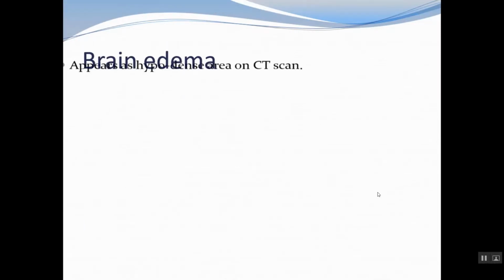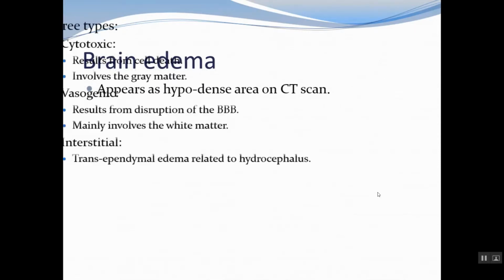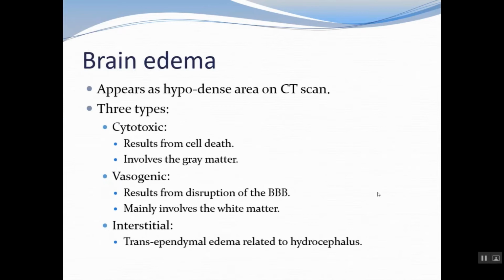The brain edema appears as a hypodense area on the CT scan. There are three types: cytotoxic edema results from cell death and involves the gray matter; vasogenic edema results from disruption of the blood-brain barrier and mainly involves the white matter; and interstitial edema is due to transependymal edema related to hydrocephalus.